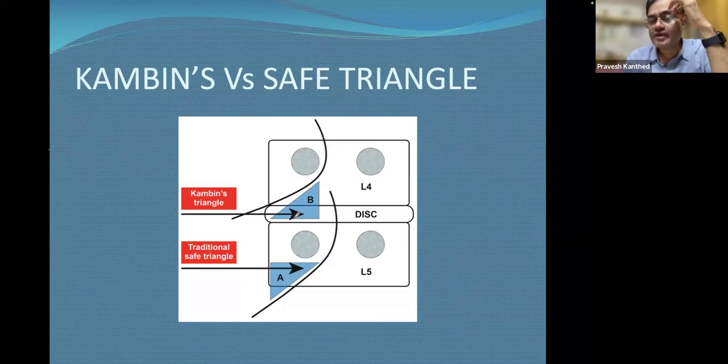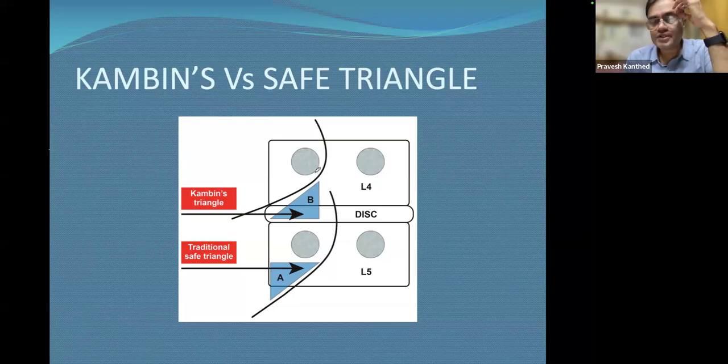So this whole thing is the foramen. So in the subpedicular approach, you will enter into the upper part of the foramen, just below the pedicle, and obviously it will be above the exiting nerve root at that level. Now, what about Kambin's triangle?